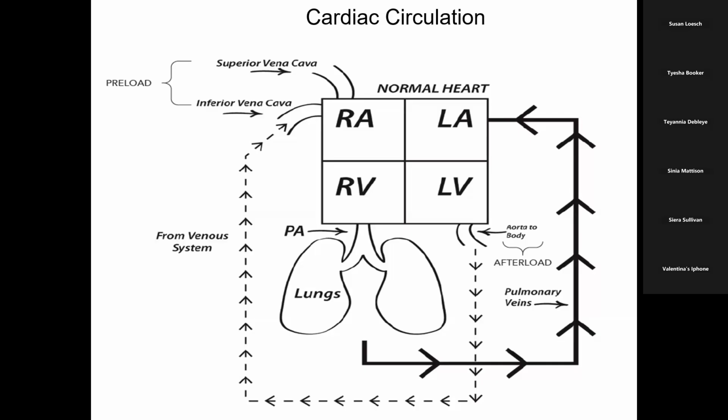So we have that deoxygenated blood from the vena cava coming back into the right side of the heart in the right atrium, going through the tricuspid valve into the right ventricle, and from the right ventricle through the pulmonary valve into the pulmonary artery. And then it goes to the lungs so that it can get oxygenated.